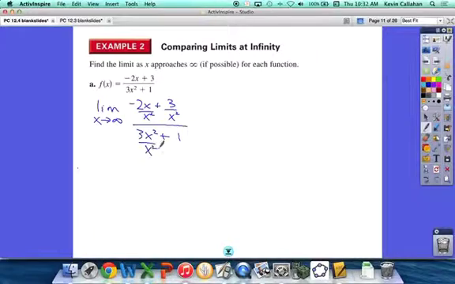Just x squared, x squared. So I've just multiplied by 1 over x squared divided by 1 over x squared. Same, it's 1 in the end. And now if I simplify this, this will look like the limit. In the numerator, this x will cancel with one of those, so it's minus 2 over x plus 3 over x squared, divided by 3, because the x squareds cancel, and then plus 1 over x squared.